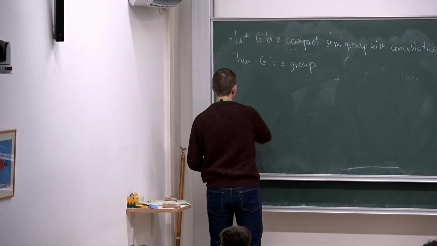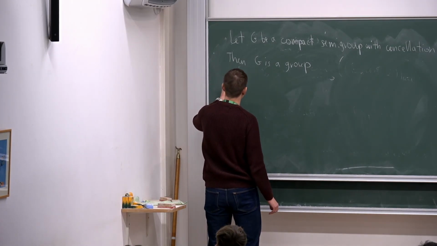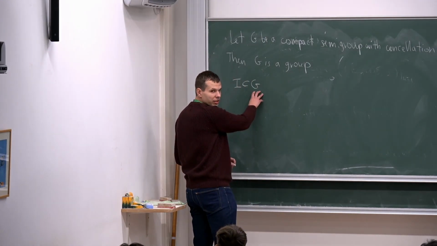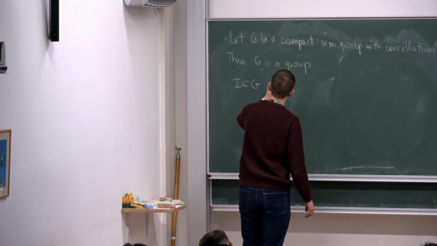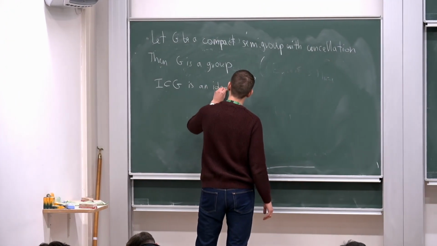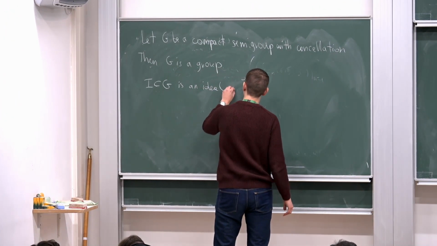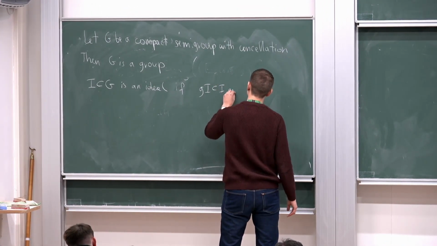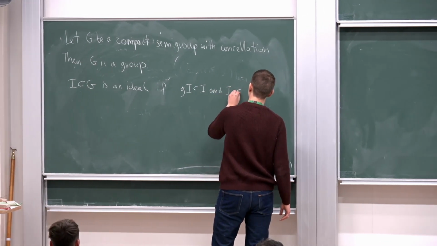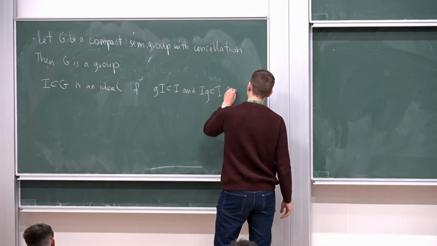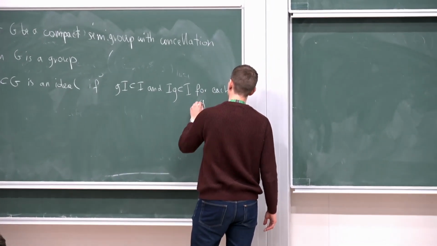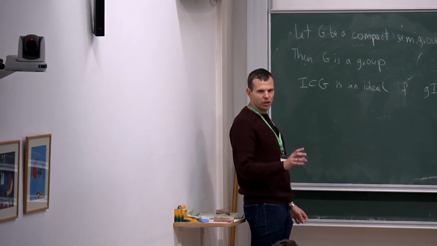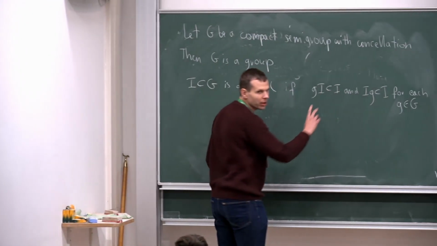Okay, so we need a definition of an ideal. A subset I in a semigroup is called an ideal if GI is a subset of I and IG is a subset of I, for each G in G. And we actually only use this notion in the commutative case, so it will be actually one condition.